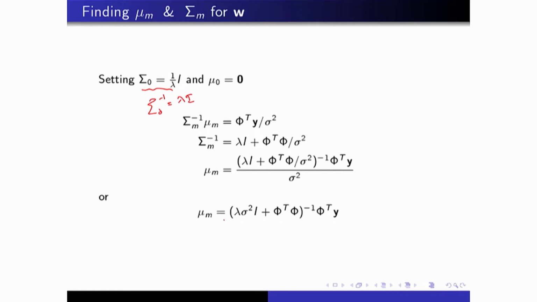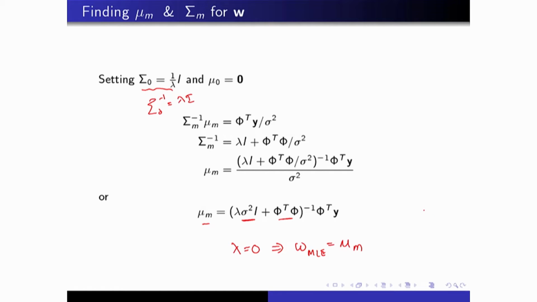With these substitutions we get the posterior mean to be the original phi transpose phi matrix, added to that a matrix of diagonal entries containing lambda sigma square and all the off diagonal entries 0. So what we have done is added a diagonal matrix to phi transpose phi, inverted the whole thing and multiplied by phi transpose y. So lambda equal to 0 would actually mean that the maximum likelihood estimate for W is recovered through mu m.